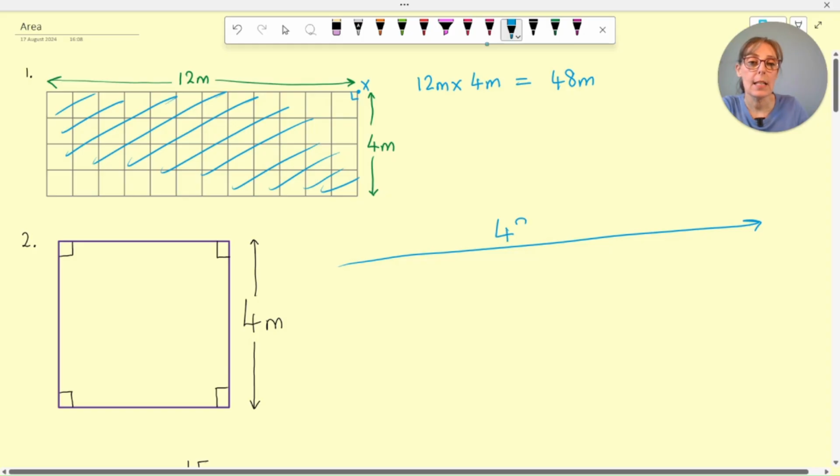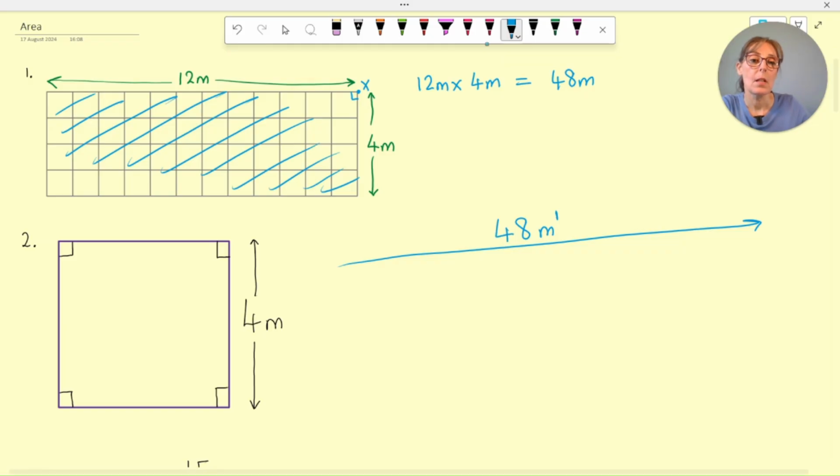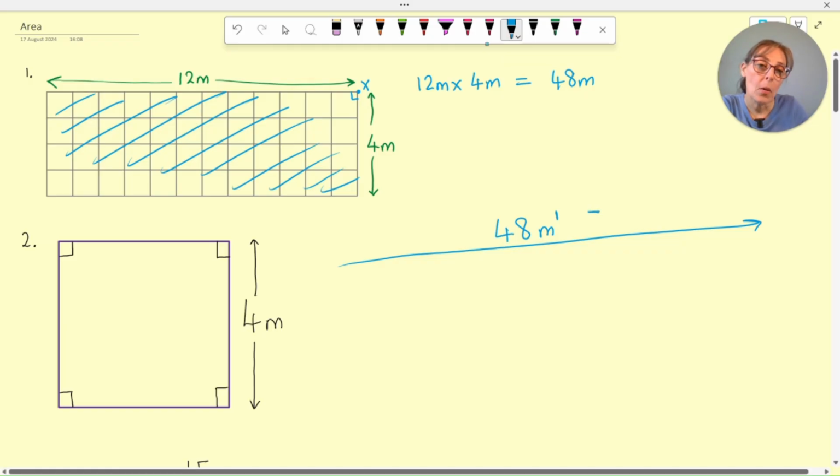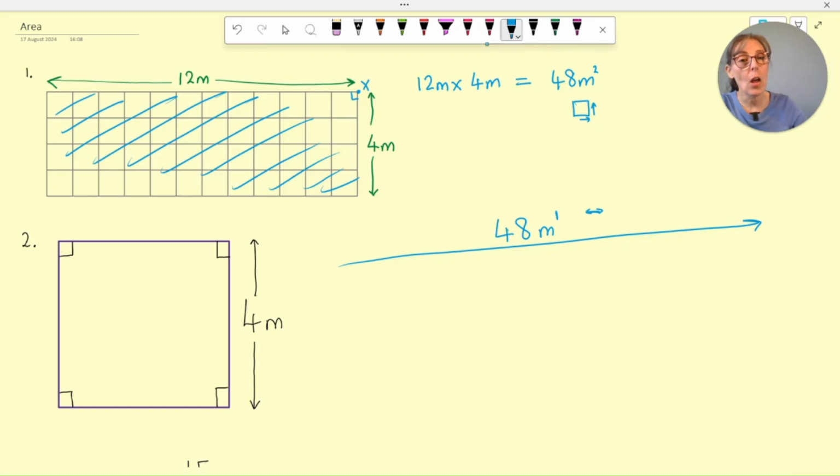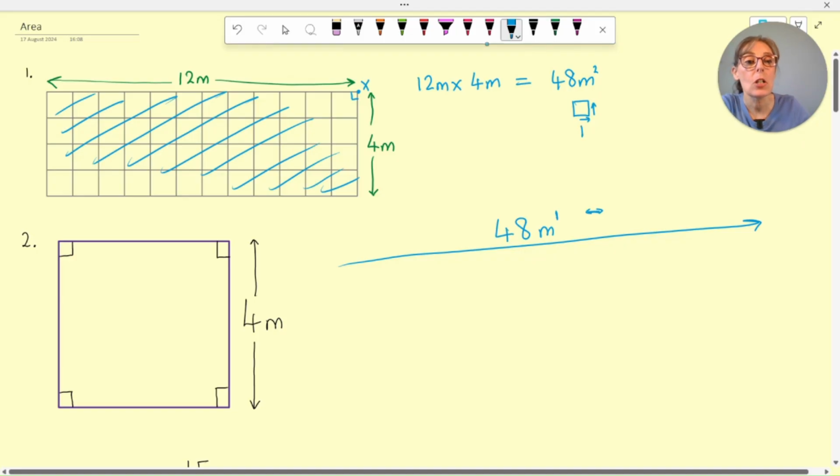We could actually say this is 48 meters to the power of 1, because you've got one length going that way. But these are measured in squares. So we've got two parts, so we do a 2 because we're doing two things multiplied by each other, even though this is actually a 1 by 1 square. It's 1 by 1 and there's 48 of them.